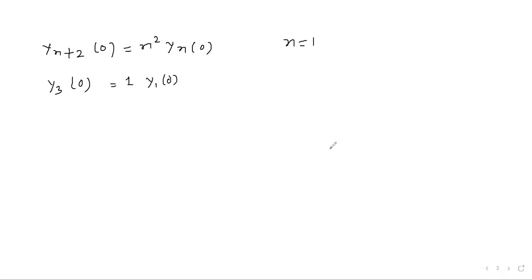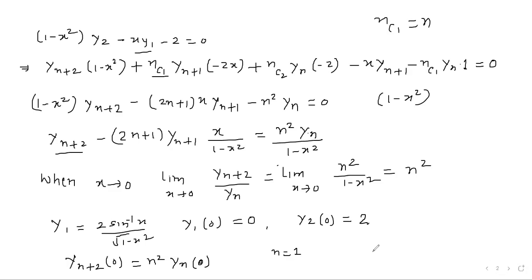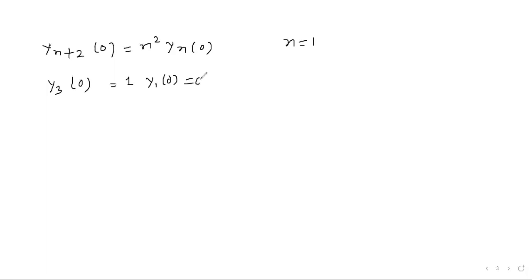So yn plus 2 0 equal to n square yn 0. Now we are going to put n equal to 1. So this will become y30 equal to n is 1, and this is y10. And y10 we have obtained here as 0. So answer will be 0. So this will be 0.